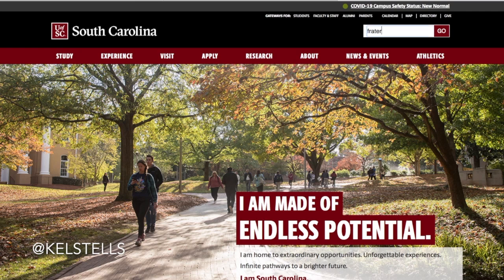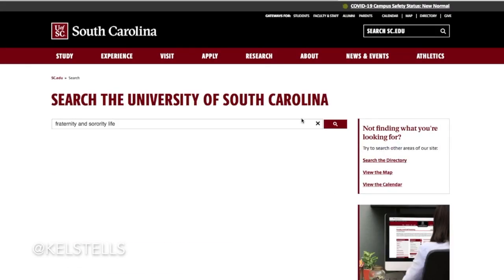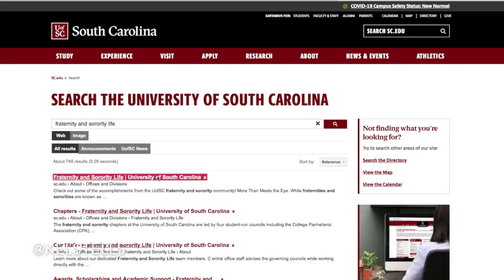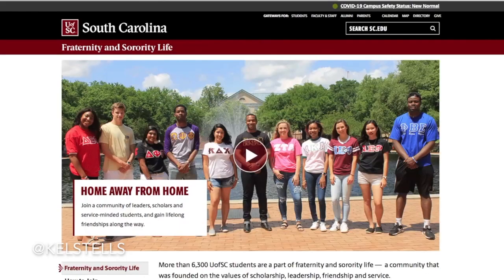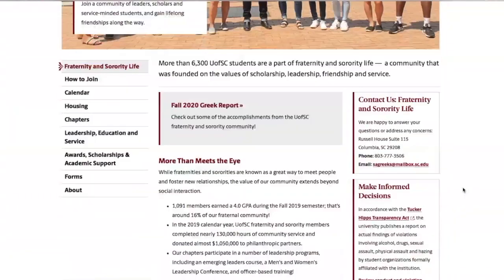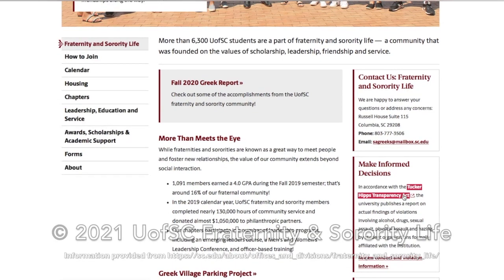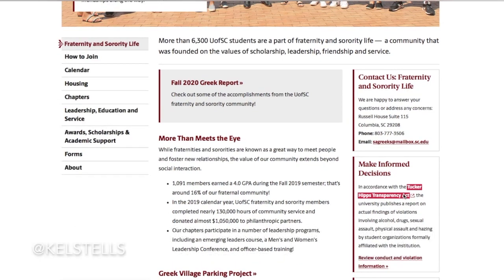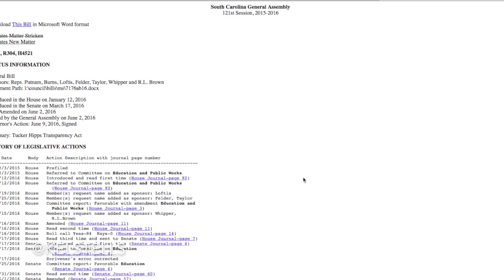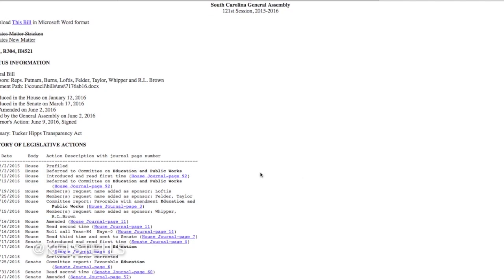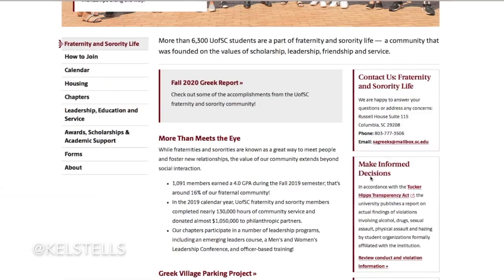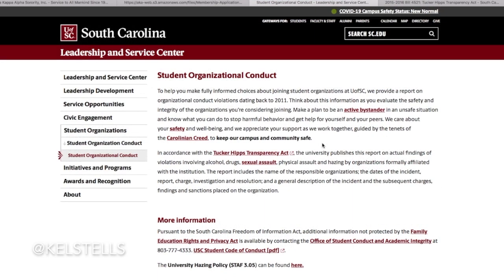Now, jumping into specific organizations, I'm going to use my previous school as an example. If you want to learn more information about the fraternity and sorority life for your school, I recommend doing this. So you're going to go to their fraternity and sorority life page and take a look at the policies that they have available for you guys. UofSC has their information posted right there for anyone, parents or students, to look at. We also have our student organizational conduct listed on here.